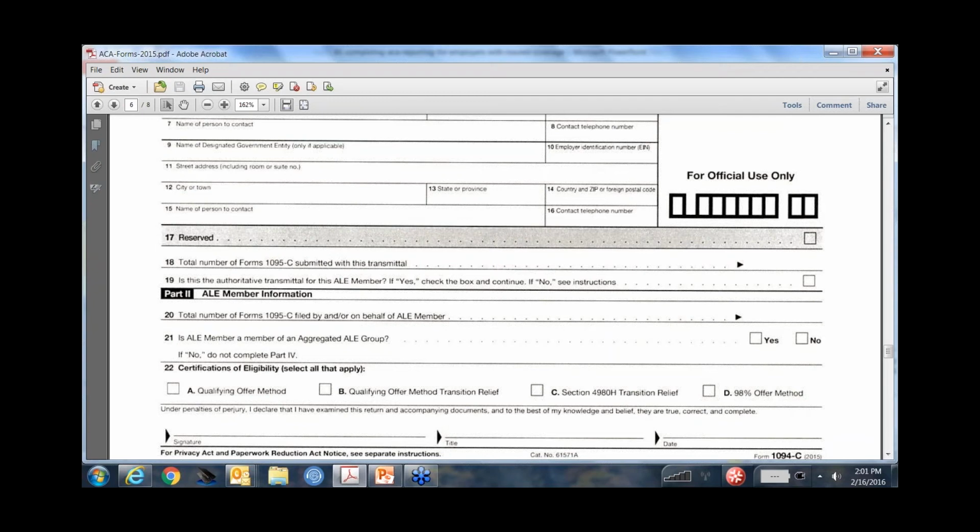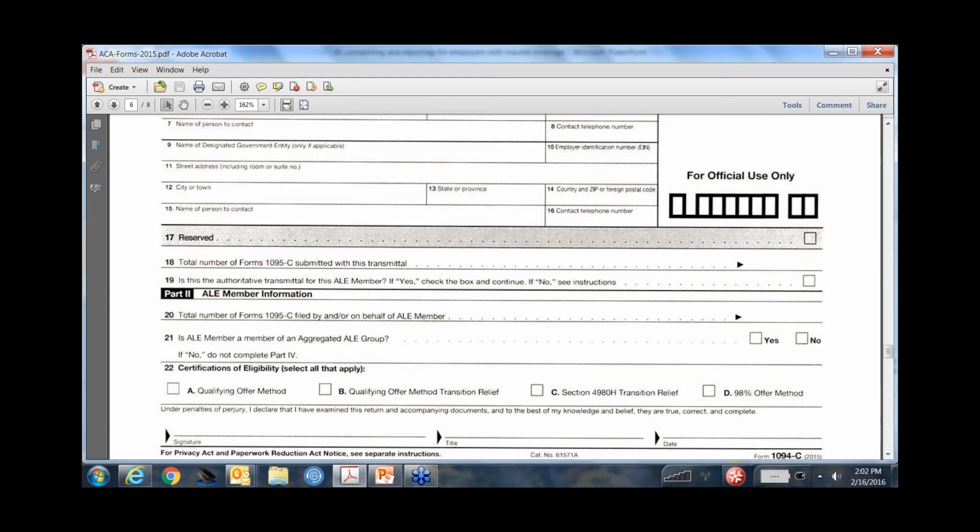Now, in most situations in line 19, you would answer yes. It's an authoritative transmittal because you have to complete the entire form. All right? And then in most situations, line 18 and line 20 are going to be the same figure. And then in line 21, is the ALE member a member of an aggregated ALE group? What does that mean in layman's language? Are you a member of a control group? And if you are, you check that box. And there are other sections of the form that you have to complete. I will point that out to you.